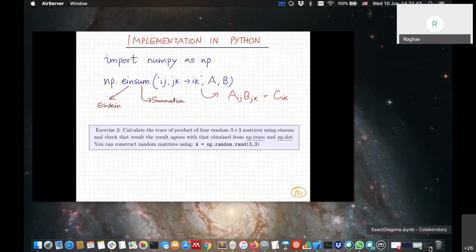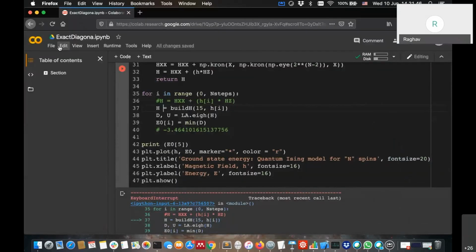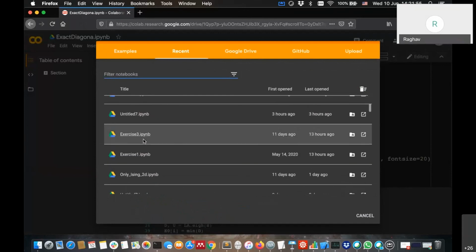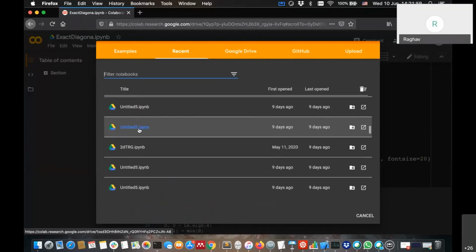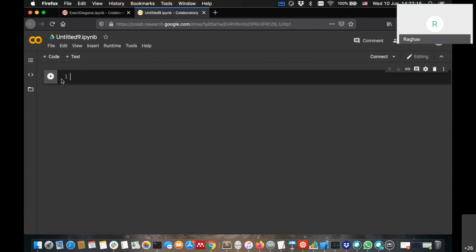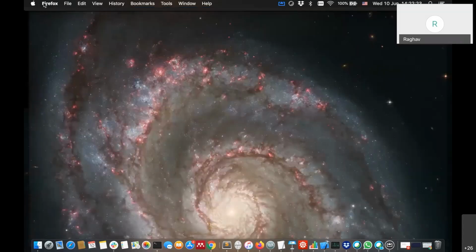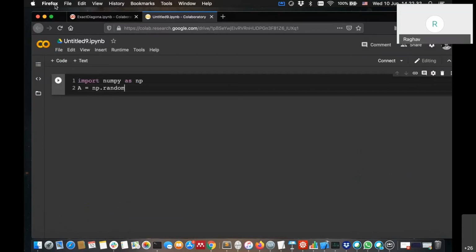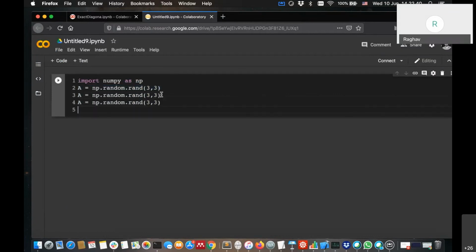Okay, let's go to this exercise. Maybe I'll just type it down, since it's just a couple of lines. The first thing is the usual imports, and then we want four matrices, because the problem asks us to calculate the trace of the product of four random matrices. So let's do np.random.rand(3,3), and I'll copy this four times. Maybe this is not the most efficient way, but it should work for our purposes here.